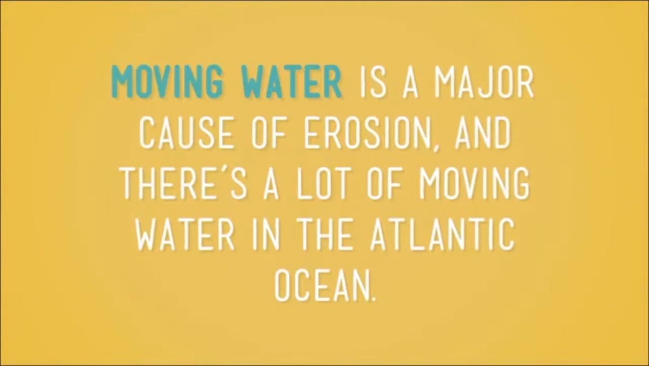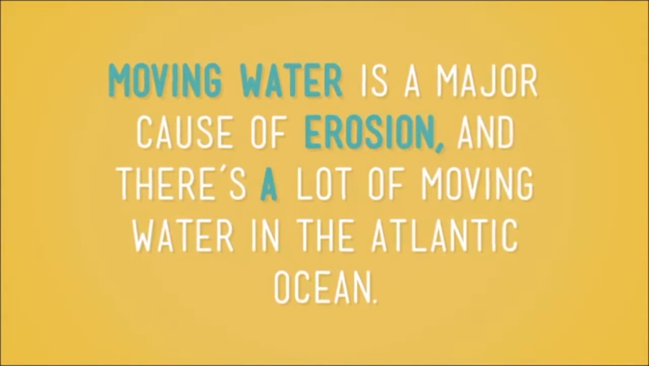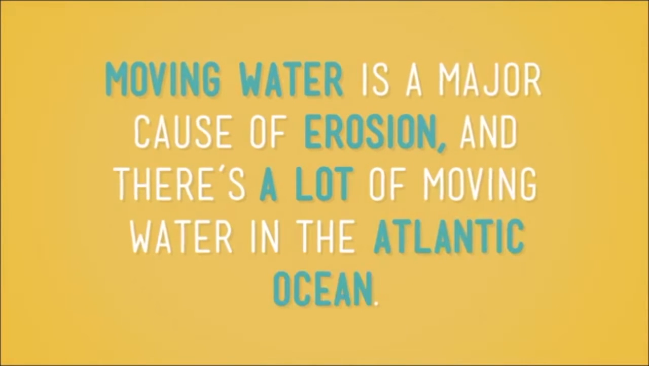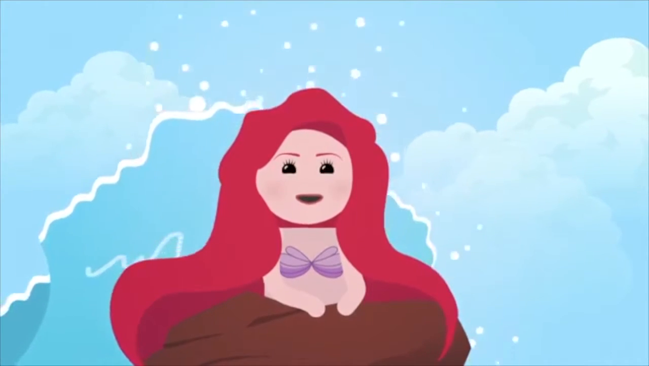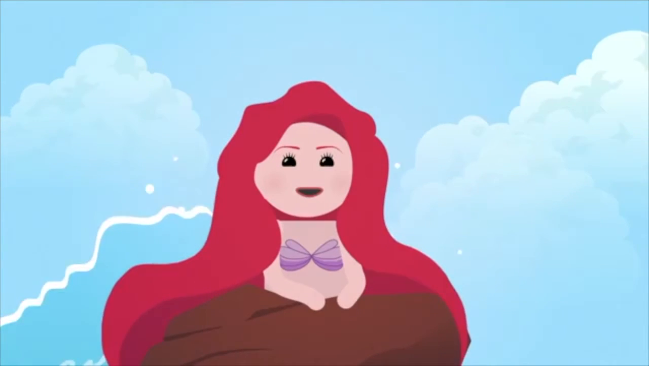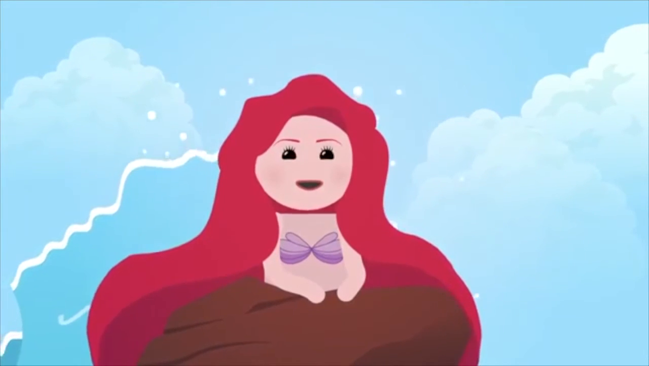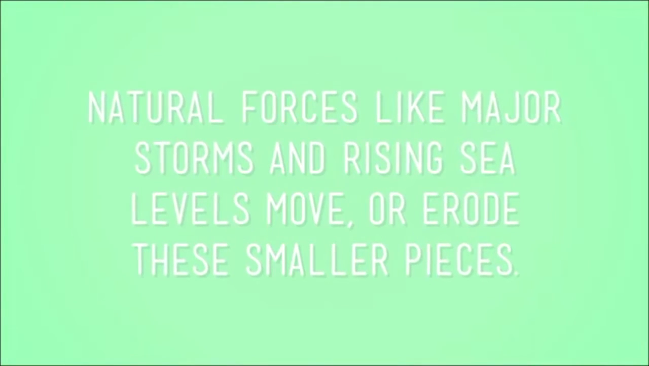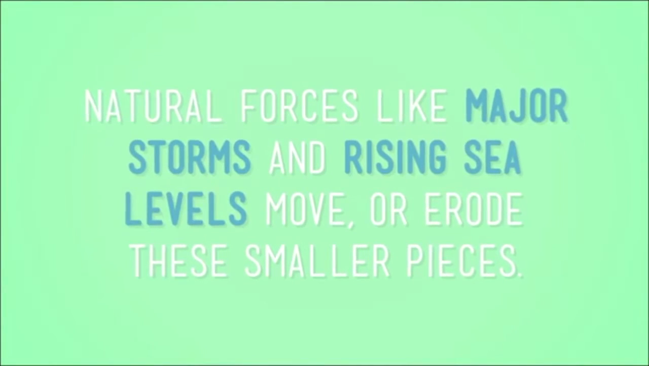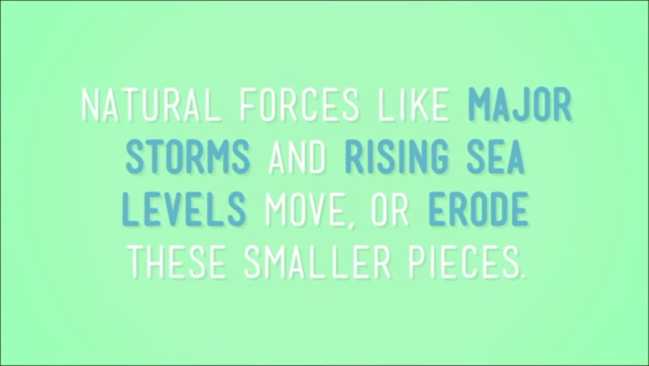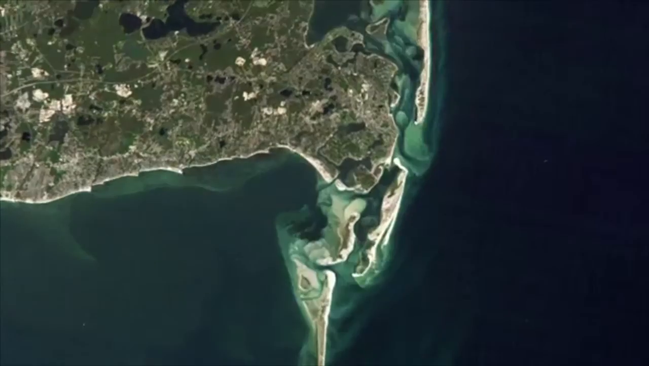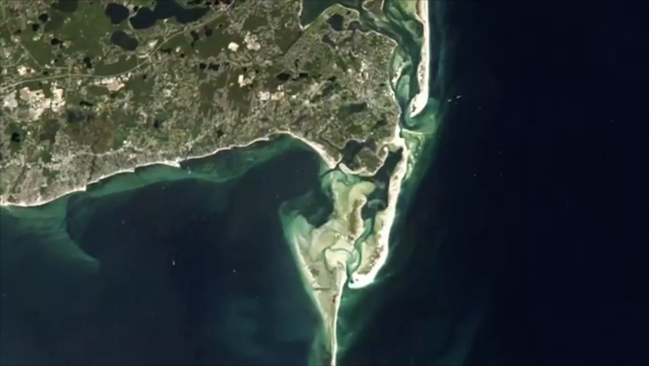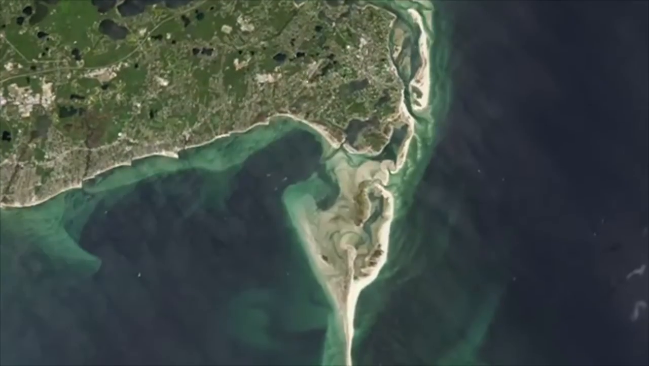Well, moving water is a major cause of erosion, and there's a lot of moving water in the Atlantic Ocean. The intense energy of ocean waves crashing on shore causes pieces of the rocky, sandy coastline to break into smaller pieces, or to weather over time. Then, natural forces like major storms and rising sea levels move or erode these smaller pieces. Day to day, you might not notice any dramatic changes, but over the course of 30 years, well, as these pictures show, coastlines can change a lot. So what can we take away from this?